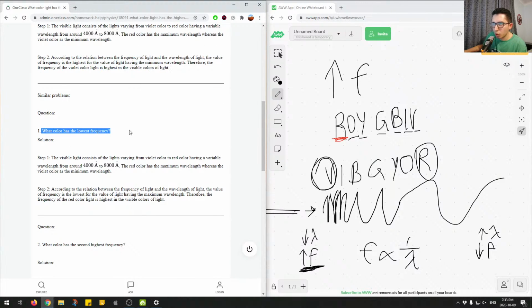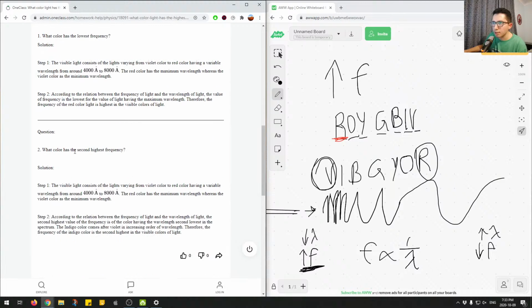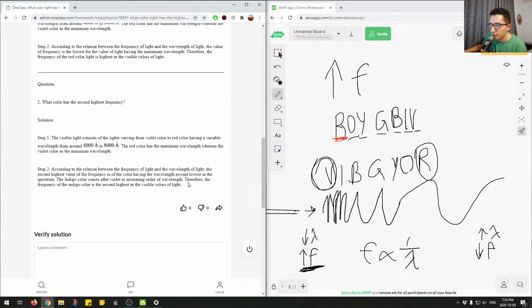Here they also ask what the lowest frequency is. We already said it: violet for highest frequency and then red for lowest frequency, and that's what they outline. And then the second highest frequency. Frequency is highest in violet, so we know second highest is indigo. Therefore the frequency of indigo is the second highest visible color.